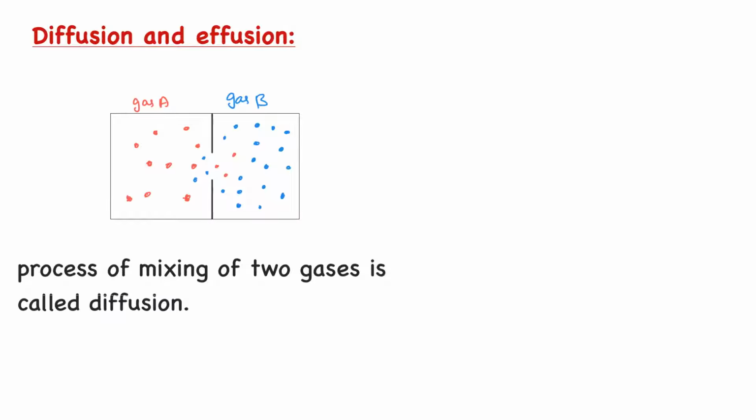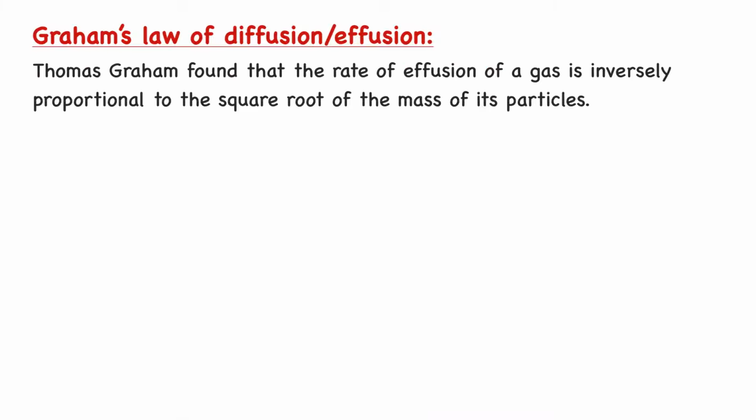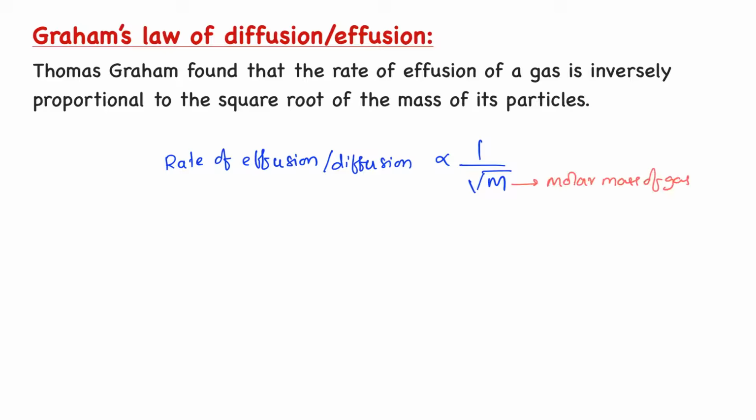On the other hand, effusion is when gas escapes through a pinhole into a vacuum. Diffusion is a bidirectional process, whereas effusion is unidirectional. Thomas Graham found that the rate of effusion of a gas is inversely proportional to the square root of the mass of its particle. Mathematically, it can be expressed as: rate of effusion of a gas is directly proportional to 1 over the square root of capital M, where M is the molar mass of the gas.